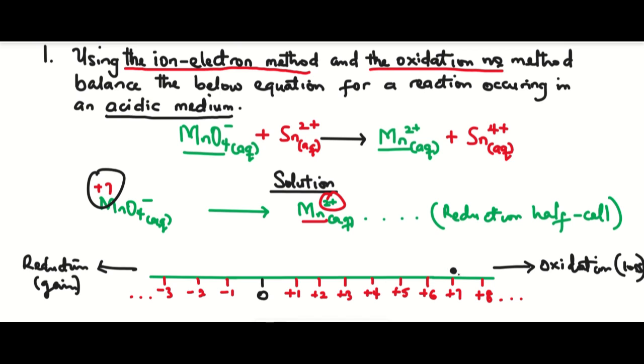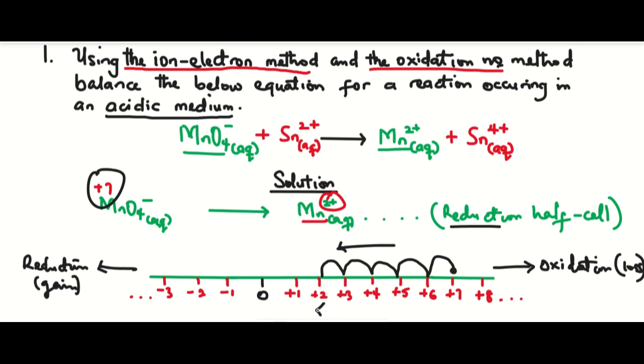So manganese moving from +7 to +2, we have our starting point to be +7, so we're going towards +2. 1, 2, 3, 4, and 5. Note that our movement is towards the left, which denotes reduction. That confirms that that's the reduction half cell.